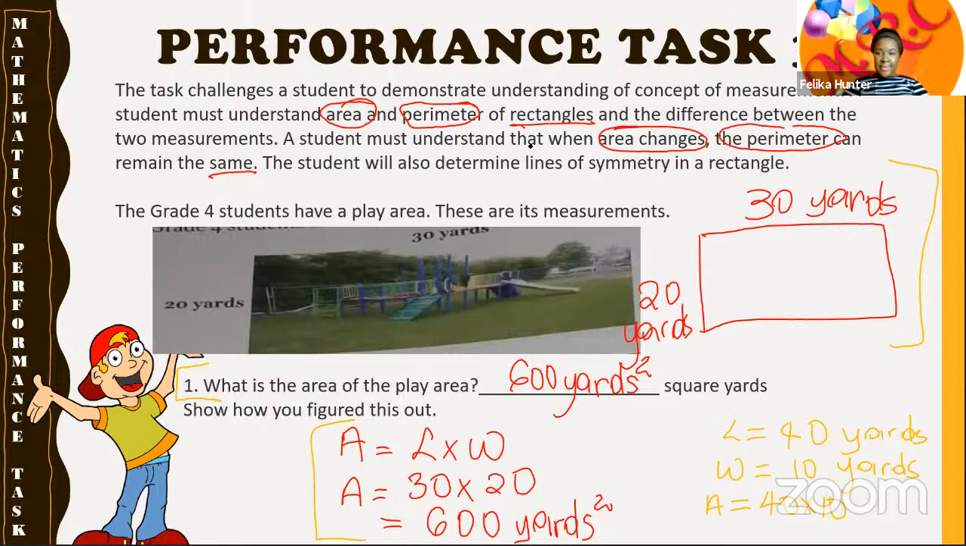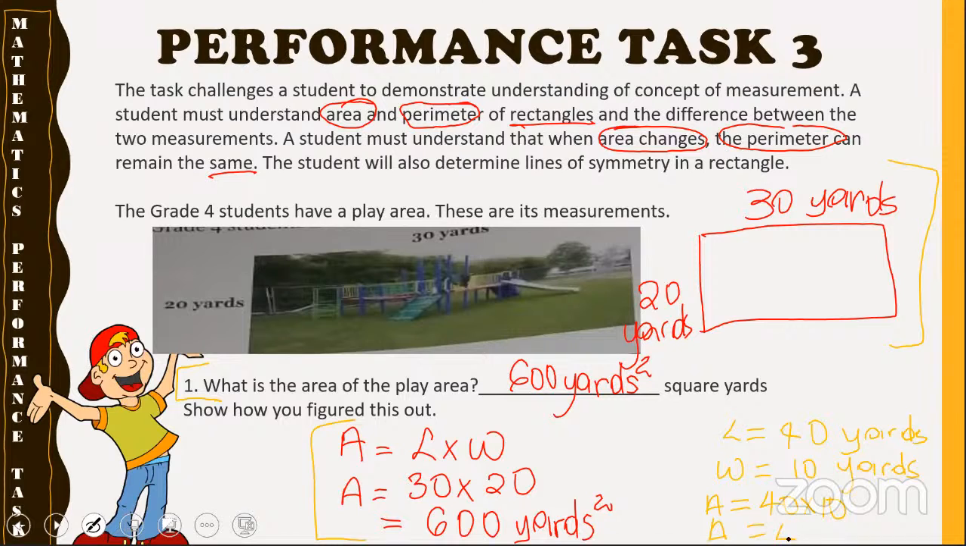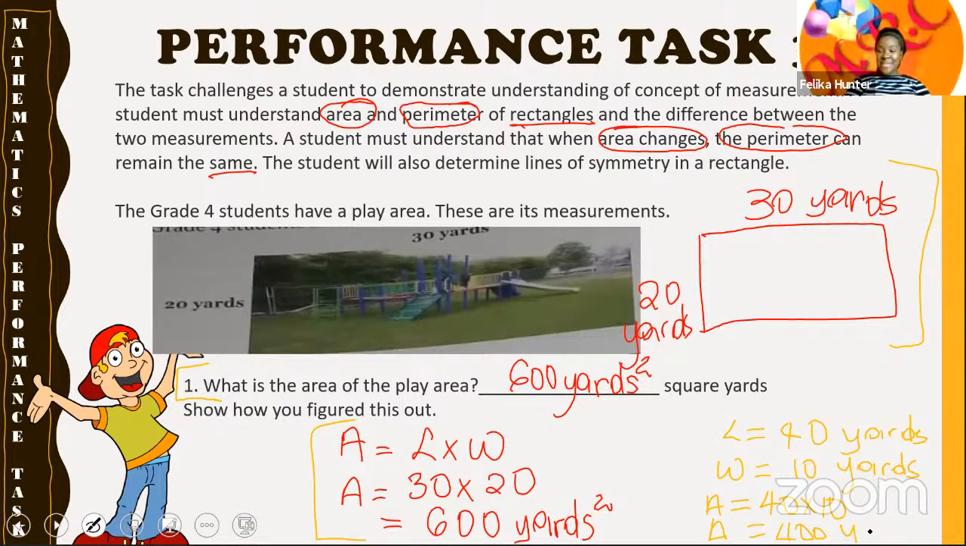All right, yes, it would be 400. Awesome, 400. All right, so there goes our extra question. So it'll be 400 yards square.